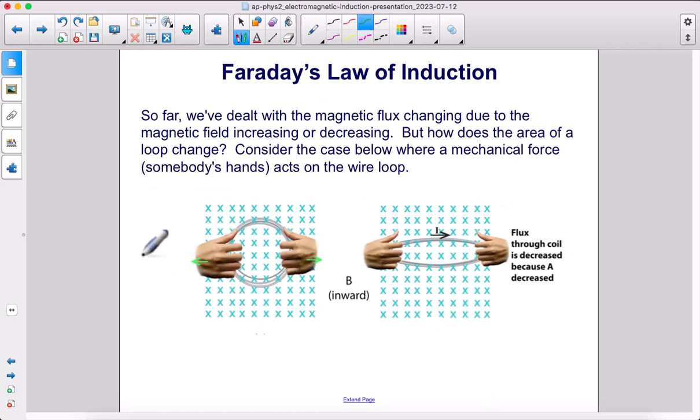So far, we've dealt with the magnetic flux changing due to the magnetic field increasing or decreasing. But how does the area of a loop change? Consider the case below, where a mechanical force, someone's hands, acts on the wire loop. So here, if you stretch this loop out, the flux is decreased because the area was decreased, right? So you have fewer X's in this loop than in that loop.